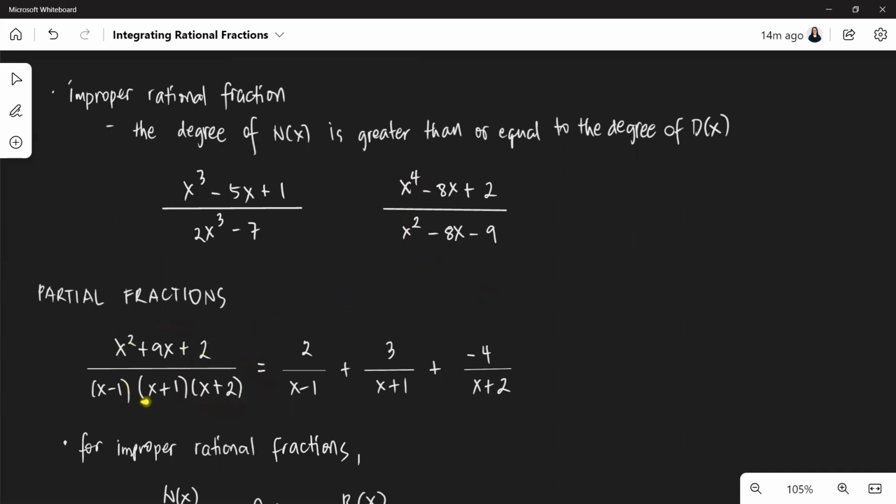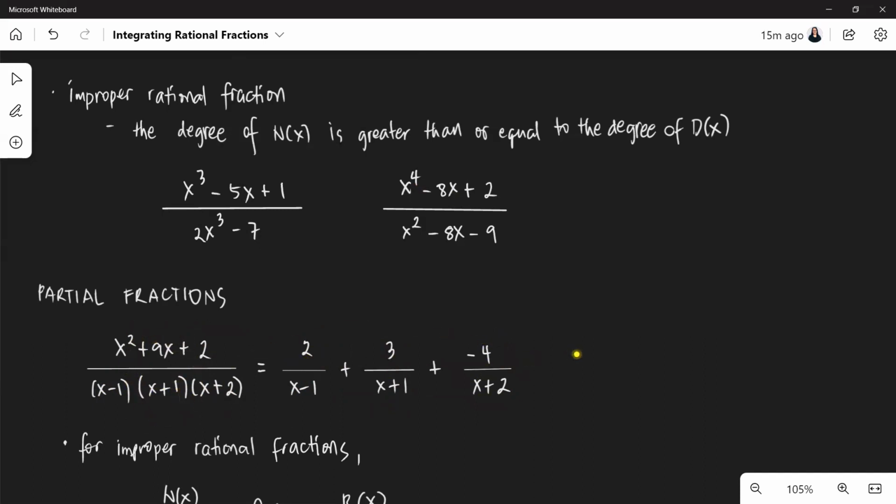Here's an example. If we have this proper fraction, it's a proper fraction because the degree of the numerator is 2 and the degree of the denominator is 3, because we have three linear expressions here. If we multiply these three, the result would be an x cubed for the first term. So it's of degree 3. So 2 is less than 3. So this is a proper fraction. We can resolve this single fraction into these three simpler fractions. These are what we call partial fractions. If you add these three, the result would be this single fraction.